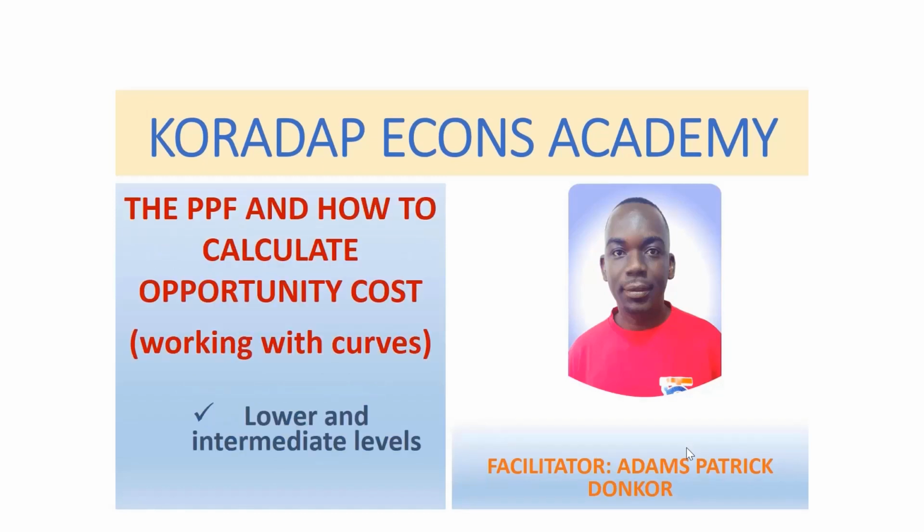Today, we're going to engage ourselves with the production possibility frontier. The lessons are in 3 parts. The first part, we are going to deal with curves, and this lesson is going to be useful for those at the lower and intermediate levels of the study.